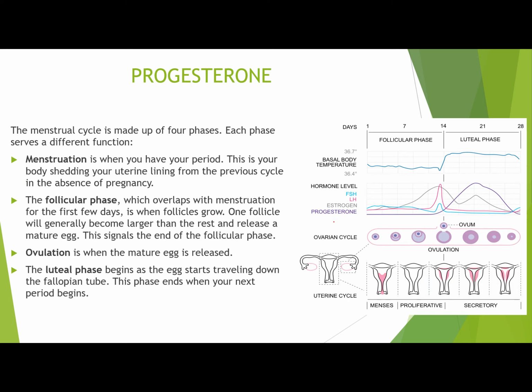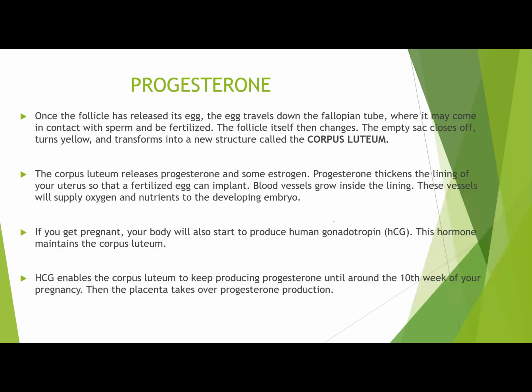Ovulation is when the mature egg is released. The luteal phase begins as the egg starts traveling down the fallopian tube. This phase ends when your next period would begin. Once the follicle has released its egg, the egg travels down the fallopian tube where it may come in contact with sperm and be fertilized. The follicle itself then changes. The empty sac closes off, turns yellow, and transforms into a new structure called the corpus luteum. The corpus luteum would release progesterone and some estrogen. Progesterone thickens the lining of your uterus so that a fertilized egg can implant.